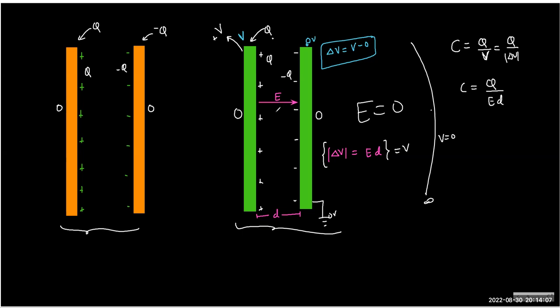We also know the resultant electric field inside a capacitor. If you draw a Gaussian surface like this, this is E, this is zero.